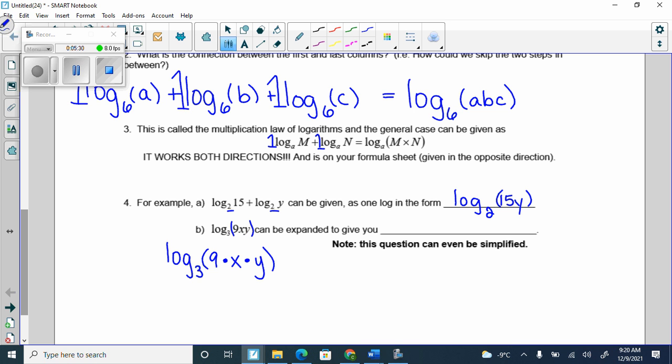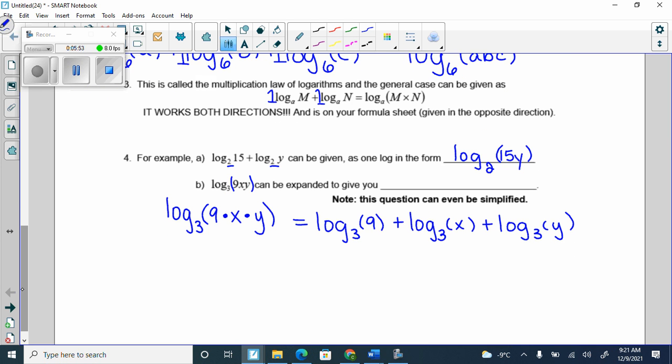Okay? Some people will leave the 9 and the x together if you don't do that. They'll go log base 3 of 9x and then log base 3 of y. But we don't want to do that. We want to go log base 3 of 9 plus log base 3 of x plus log base 3 of y. What's log base 3 of 9? 2, because 3 to what power is 9? 2. So you don't have to type them in your calculator when they're nice like that. And this can be your answer.